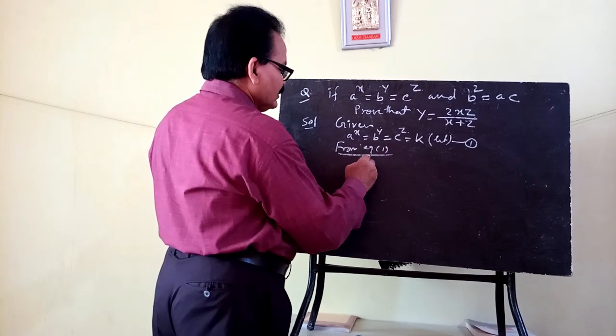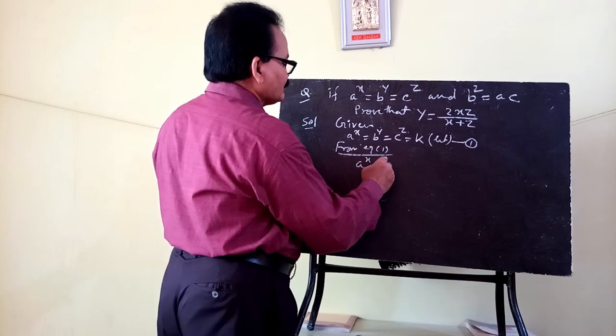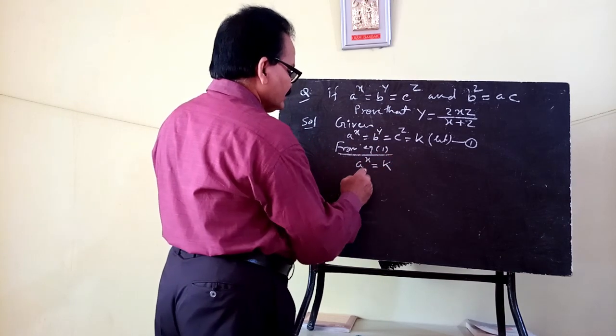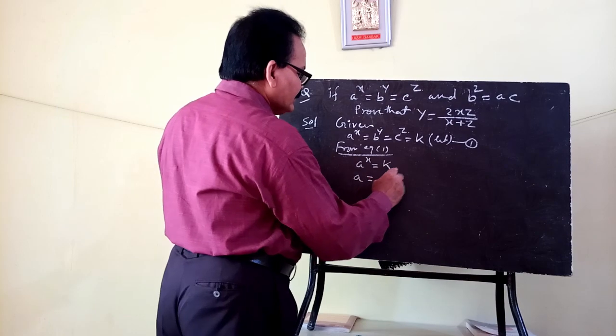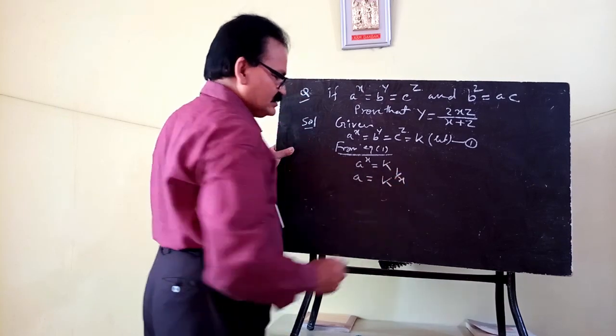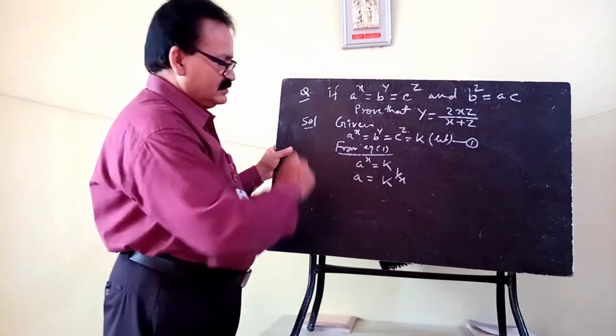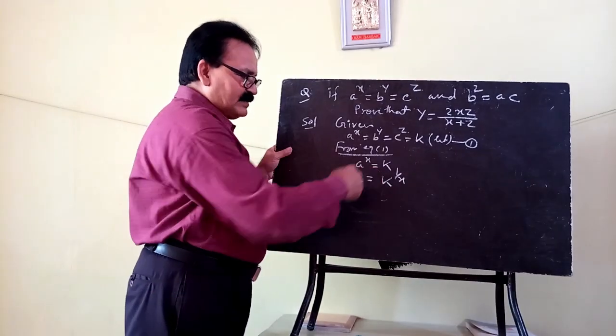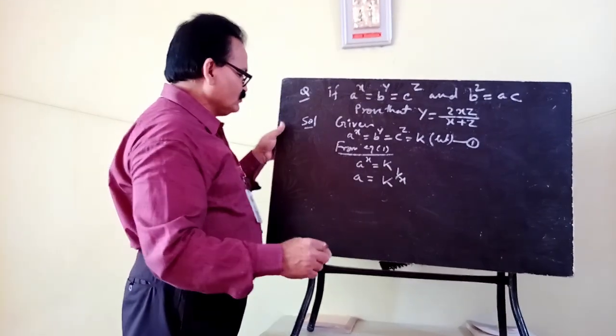What will happen? Say a to the power x equals k, that means a must be equal to k to the power 1 by x. Do you know why this will happen? I can show you one example.